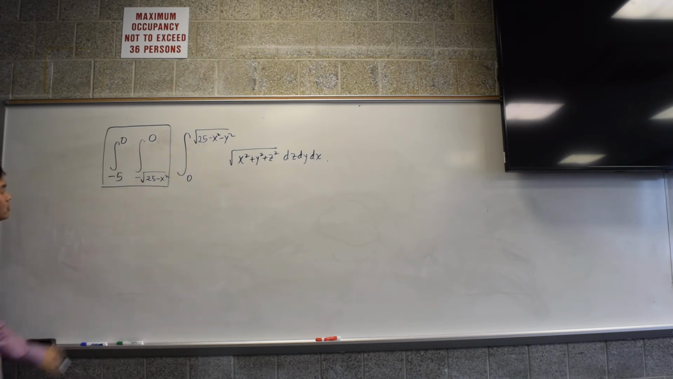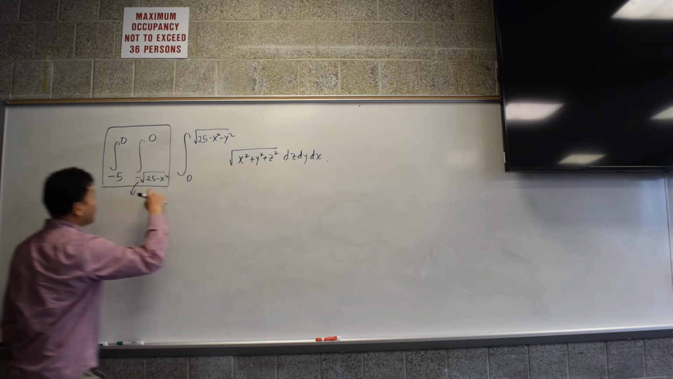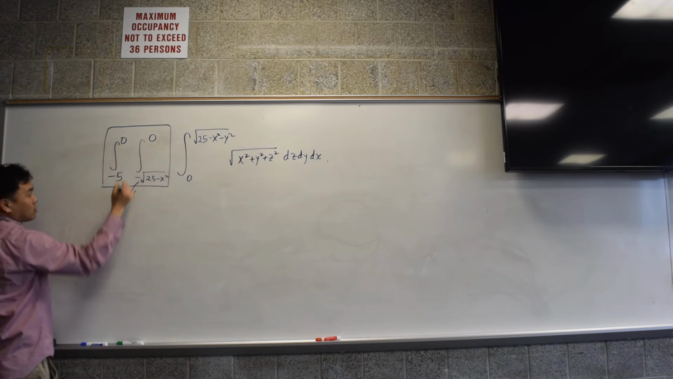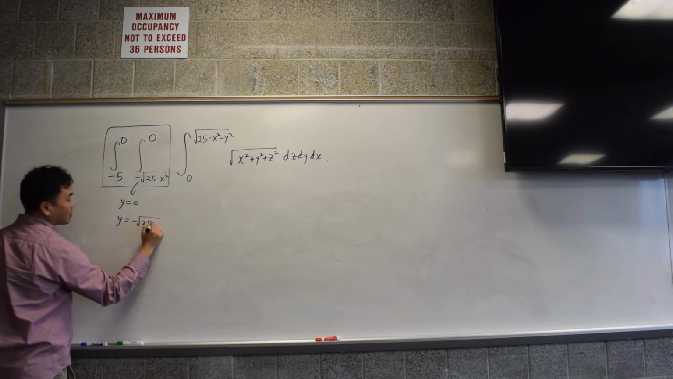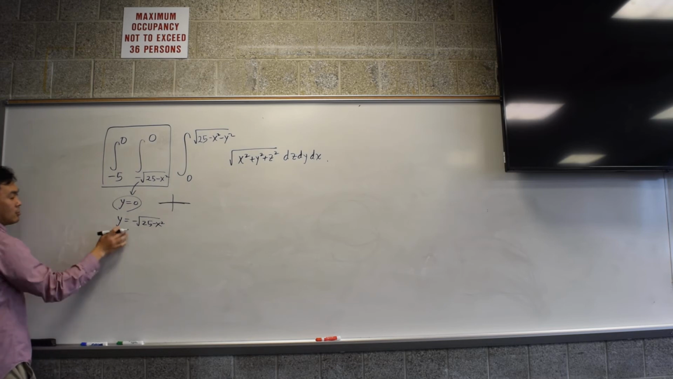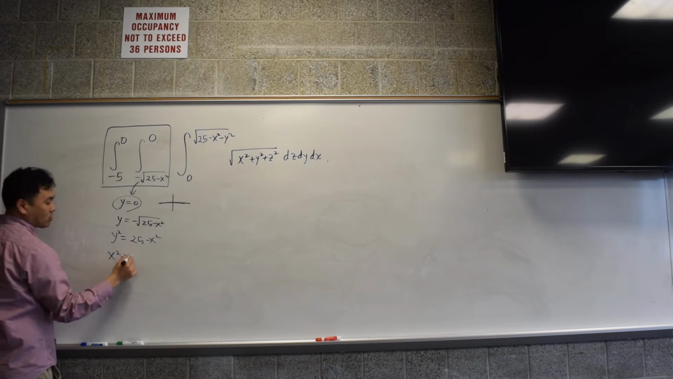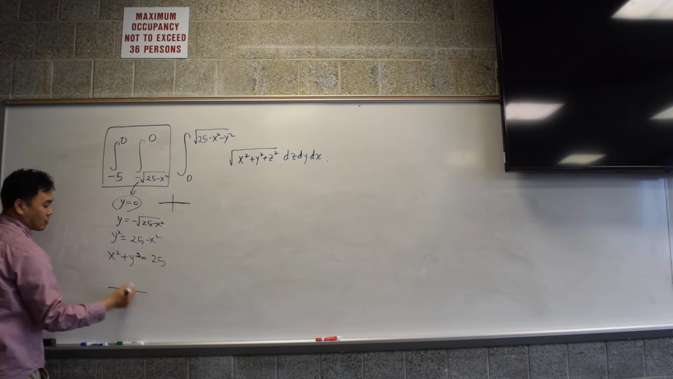First of all, because you have dy, that means this is y equal to this number and y equal to that. So you really have these two: y equals 0 and y equals negative square root of 25 minus x squared. The first is just the x-axis itself. This one, if you square both sides, is y squared equal to 25 minus x squared. Add x squared to the other side, you get x squared plus y squared equal to 25, which is what kind of shape? A circle of radius 5.